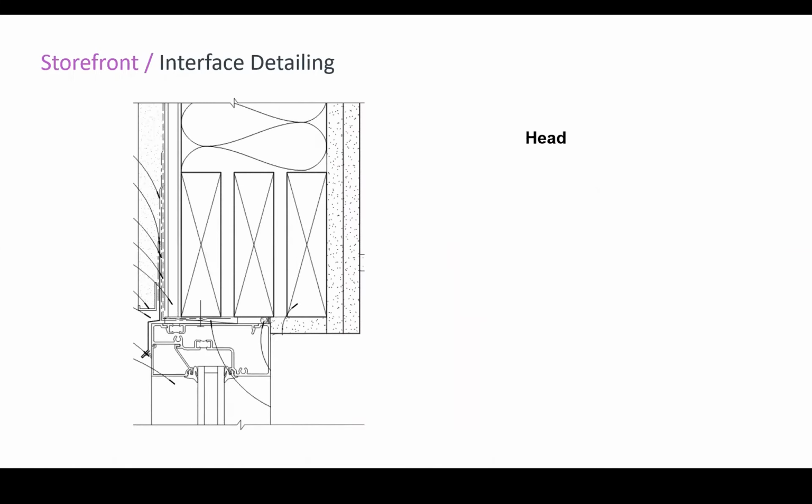Now I want to talk about the detailing of a storefront system and how water is managed and how the air barrier functions in a storefront system, particularly at the interface of adjacent cladding. So here you can see that we have a head condition of a storefront system. This is an exterior glaze system. You can tell by the glazing stop on the exterior cladding side. And what we need to do is make sure that the air barrier / water resistive barrier is wrapped into the rough opening to the interior side of the mullion.